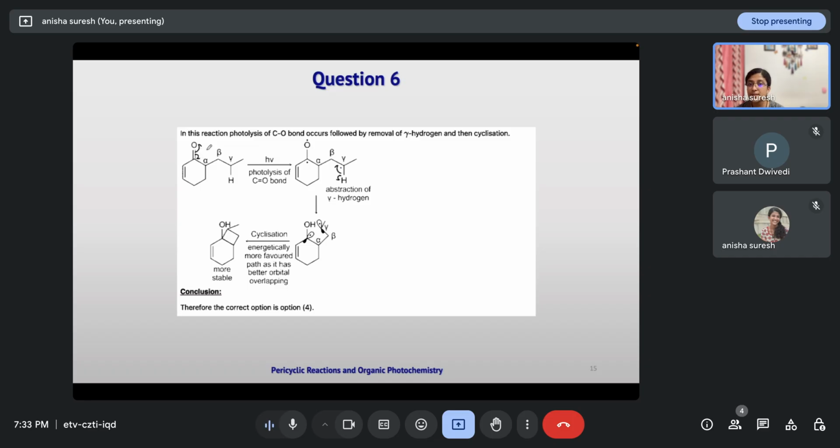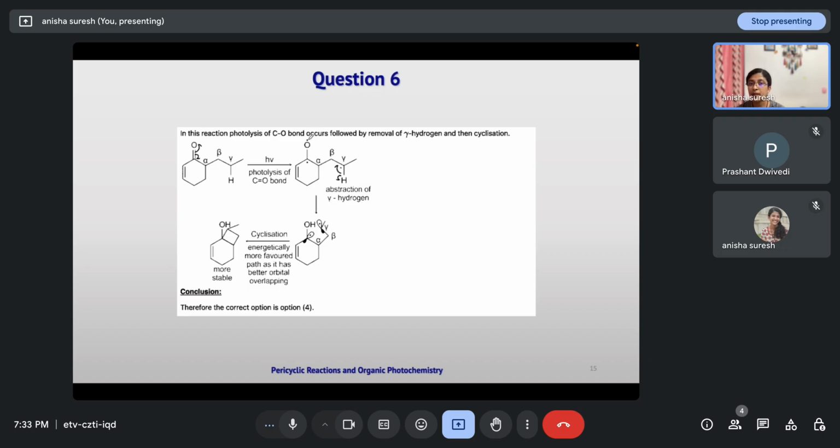So first, photolysis of this C=O bond, that is irradiation, leads to the formation of an O radical and a carbon radical. Then this gamma hydrogen abstraction will take place, leading to the formation of a carbon radical. That carbon radical will recombine with this carbon radical, leading to the formation of this product.